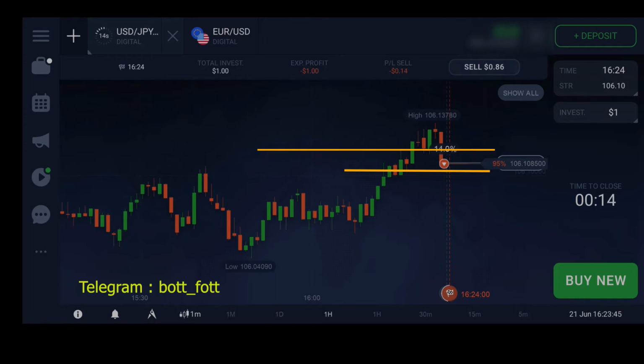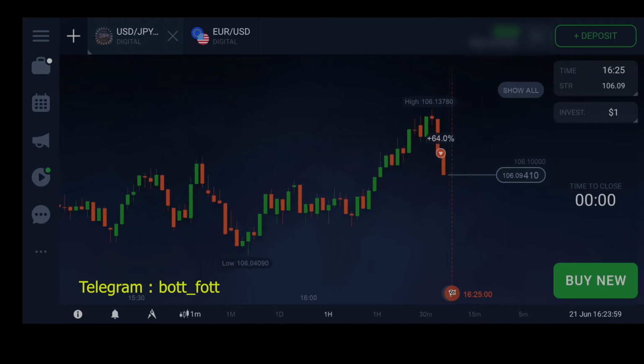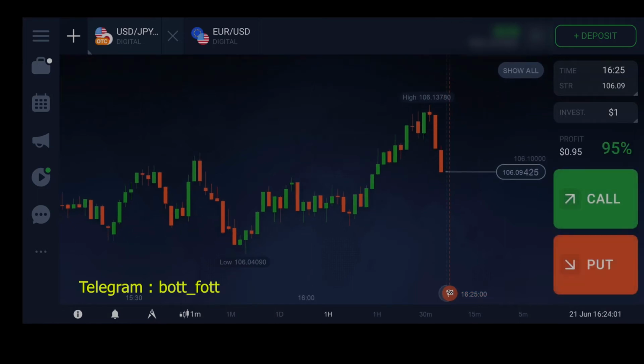It is getting rejected. Okay, it should be a win for us because there was no support in between. See, that support was not even strong, it was a weaker support. Now you see that we did win this trade.